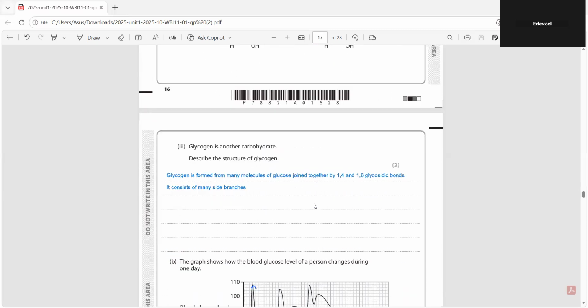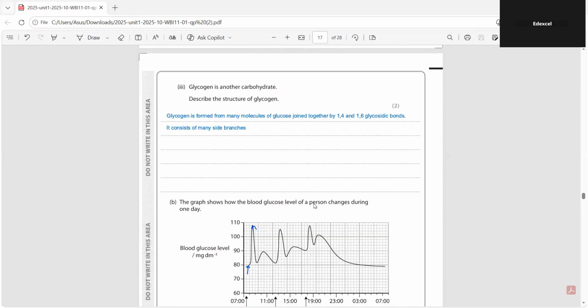Next question. Glycogen is another carbohydrate. You know glycogen is a polysaccharide. Describe the structure of glycogen. So the main points you have to write: it is formed by many molecules of glucose, or you can even write it as polymerization of many glucose. And it is joined by two types of bonds, namely 1,4 glycosidic bonds and 1,6 glycosidic bonds. And it also has many side branches. It's a branched structure. So these are the 3 points that you have to write for the structure of glycogen.